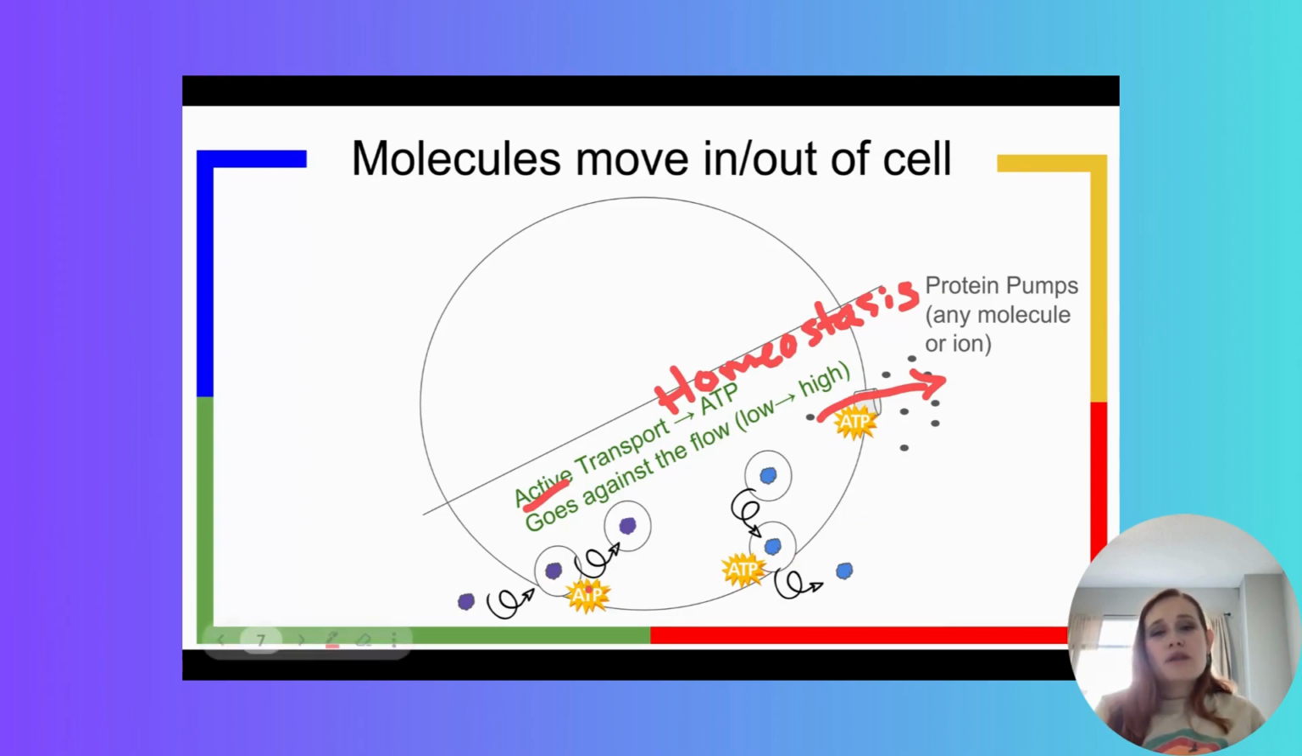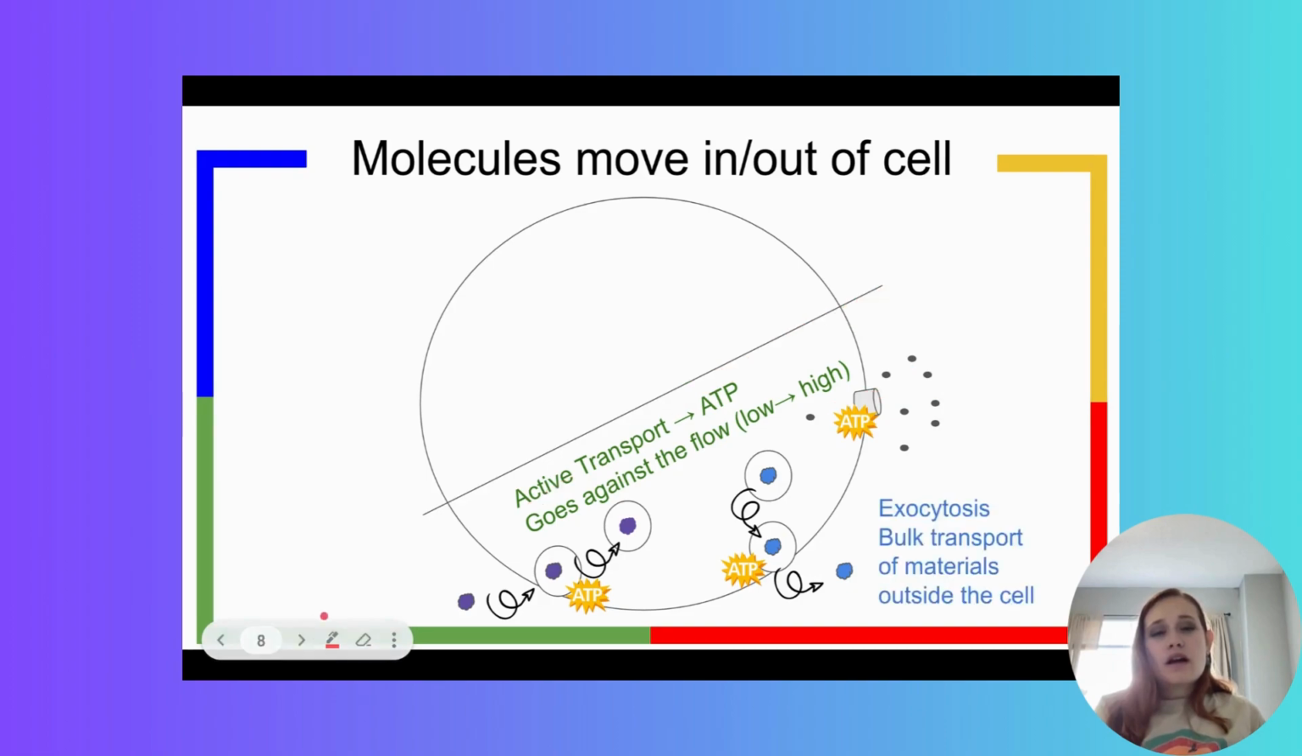Now there's 2 other types of active transport as well that we can see here. First one we have is exocytosis. So exo means outside, cyto means cell. So this is a bulk transport of materials outside the cell. Again, ATP is used, and it's going to take these molecules that the cell no longer needs, and it's going to pump them outside the cell like so. And it does so using vesicles or vacuoles to pump the excess material that the cell made outside the cell.